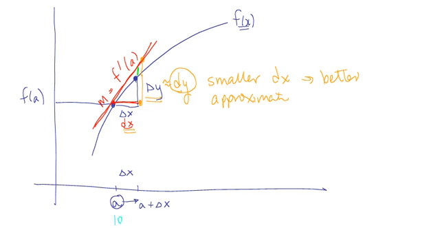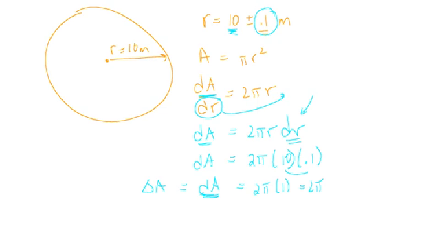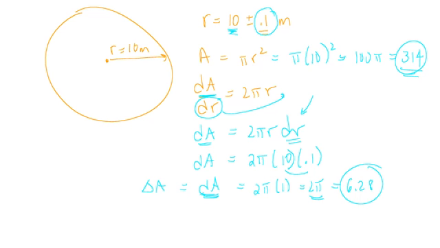Let's say what we're saying is that if this was 10, then we're only moving a little bit over to 10.1 and seeing what would be the difference in the y value. Now that might seem like a lot. This is approximately 6.28. That might seem like a lot. So the next step is, how big is that compared to the area that I would have with 10 meters? So the area would be pi times 10 squared, which is 100 pi, which is approximately 314.